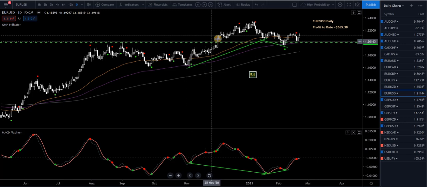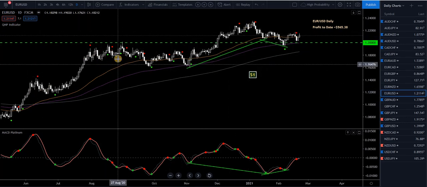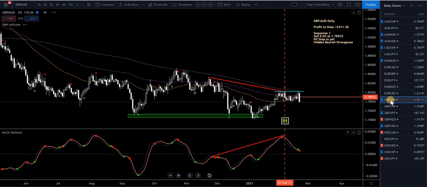Sometimes you have a decent little move, but then other times it just goes flat for a long time. Look at this area in here. This is the most traded pair on the planet. Pound Aussie, let's have a look here.